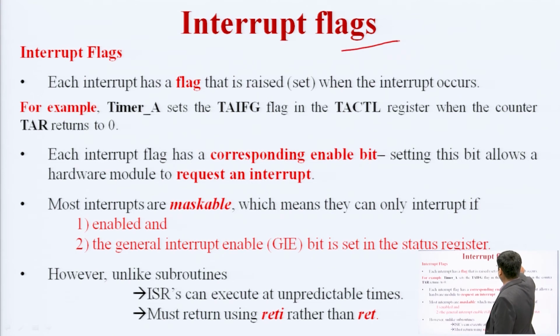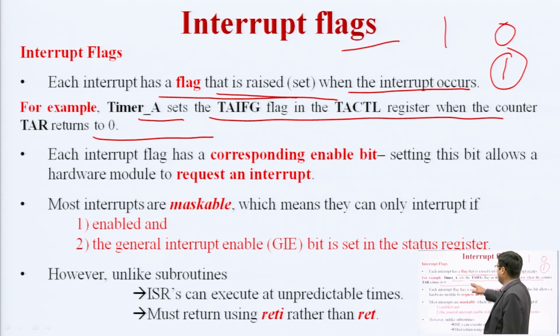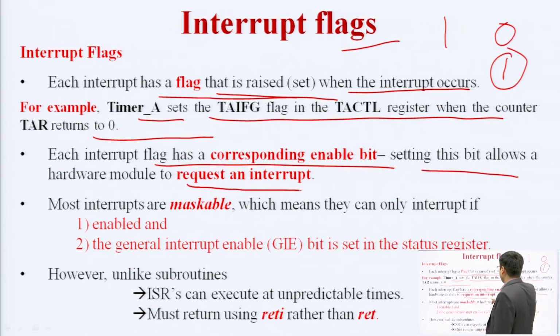The next point is interrupt flags. What is an interrupt flag? We have seen that if an interrupt occurs, it is acknowledged by the flag. Raised means set to 1, and reset means 0. So when the interrupt occurs, the associated flag will be high, that means it has a value of 1. For example, Timer A sets the TAIFG flag in the TACTL register when the counter TAR returns to 0. So its associated flag will be raised. Each interrupt flag has a corresponding enable bit. Setting this bit allows the hardware module to request an interrupt.